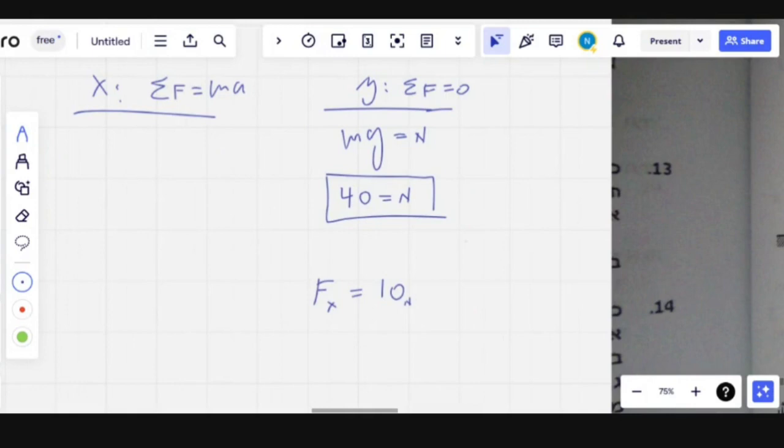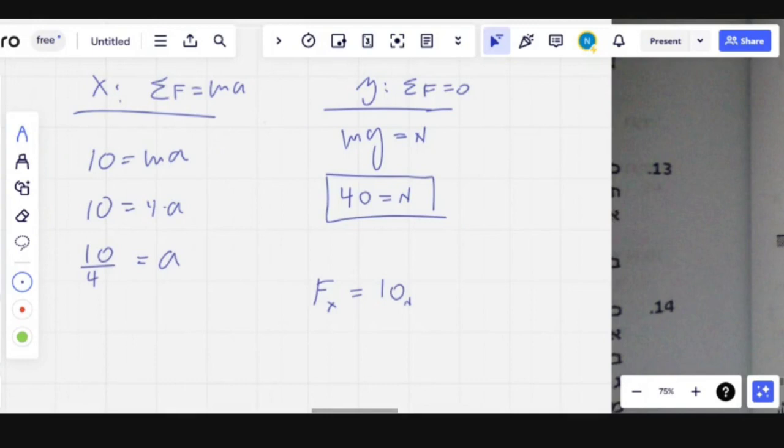On the y-axis, we know that it's not moving anywhere, it's just at rest. But on the x-axis, it's not necessarily at rest. So what we can do, sigma F, we can do 10 equals ma. So 10 equals the mass, which is 4, times a. So a equals 10 divided by 4. So the acceleration is 10 divided by 4.